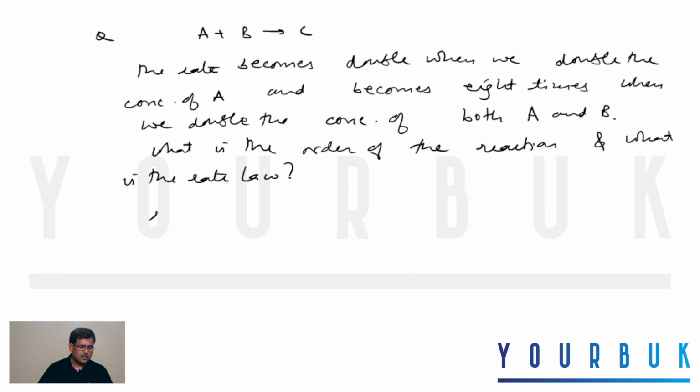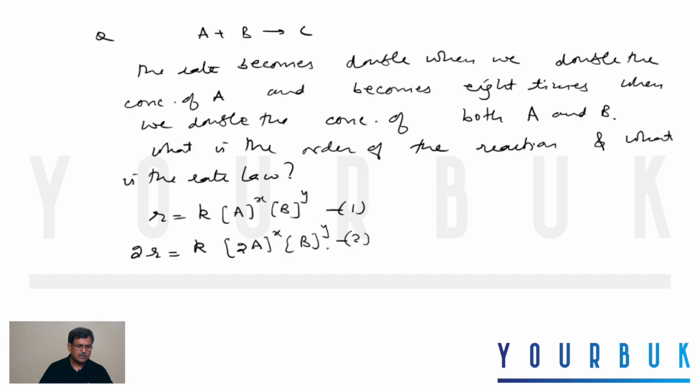Now we assume the rate law to be this: R equals K into A raised to power X and B raised to power Y. This is our first equation. Now the first line of the question states that the rate becomes double. So we write 2R when we double the concentration of A, and B raised to power Y only. And then it states that the rate becomes 8 times when we double the concentration of both A and B.